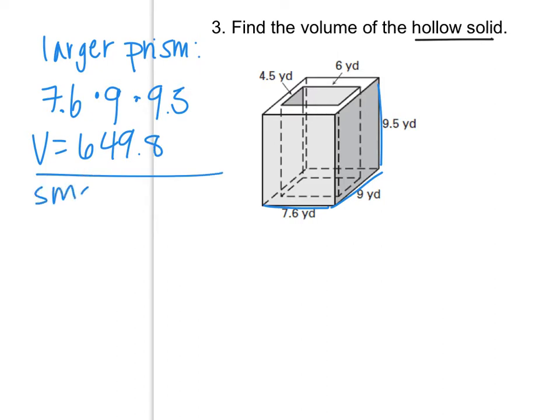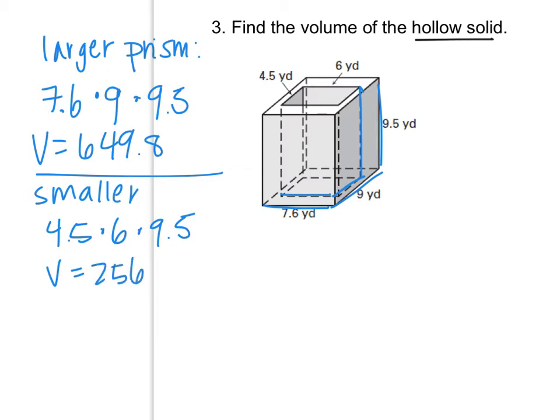The smaller prism, the one in the middle, we're going to do this length, this width, and it's actually going to be the same height there. So we've got the 4.5 times 6 times 9.5. So here our volume is 256.5.